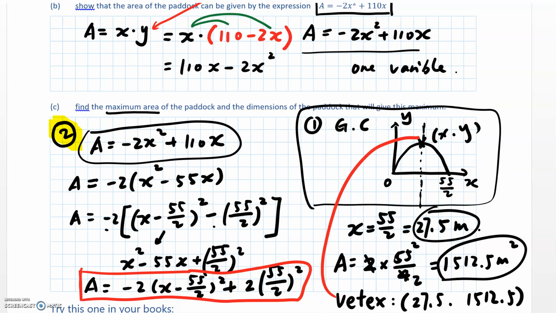I'm just going to label that there, that is the vertex. But again, I highly encourage that you understand this method. Okay, see how you go.